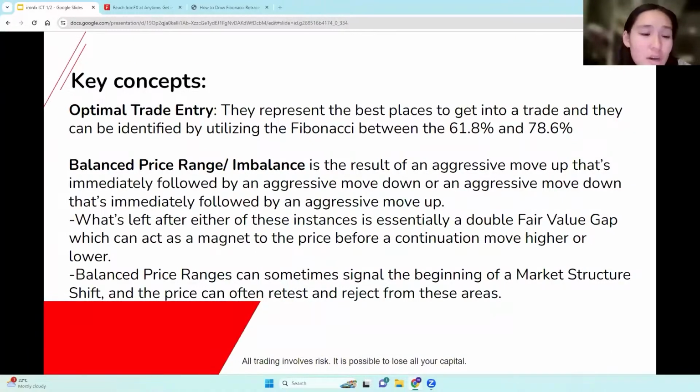Okay, now let me get back to my slides. After optimal trade entry, the next key concept is a balanced price range or imbalance. This is the result of an aggressive move up that's immediately followed by an aggressive move down, or an aggressive move down that's immediately followed by an aggressive move up.